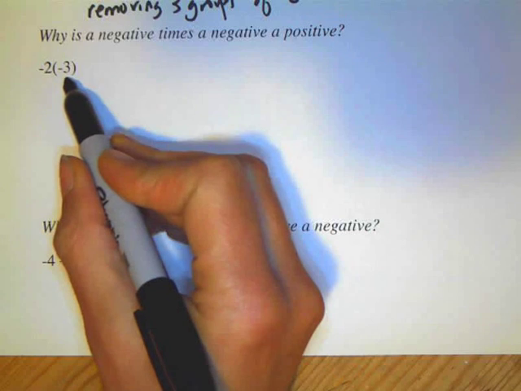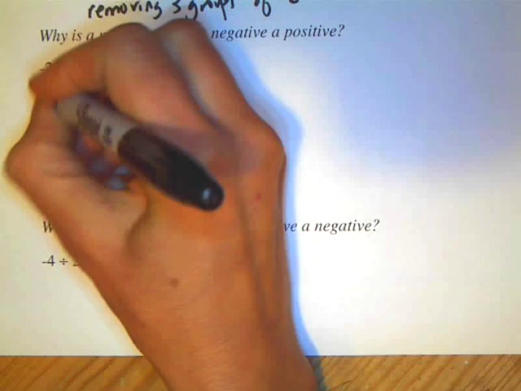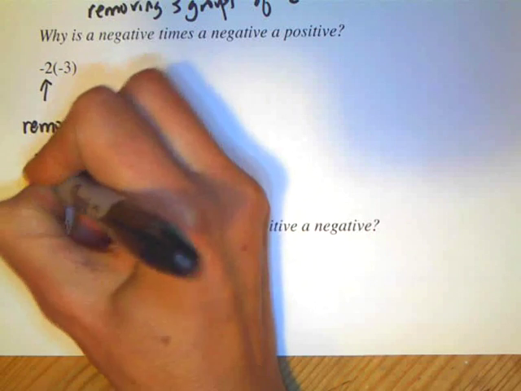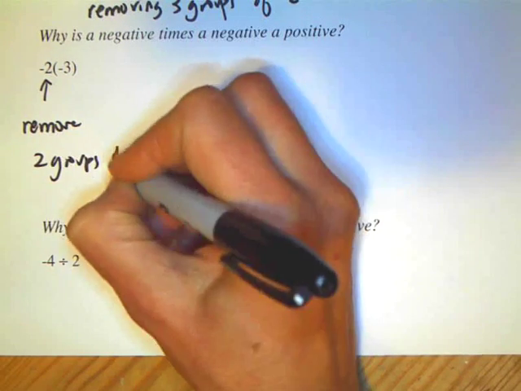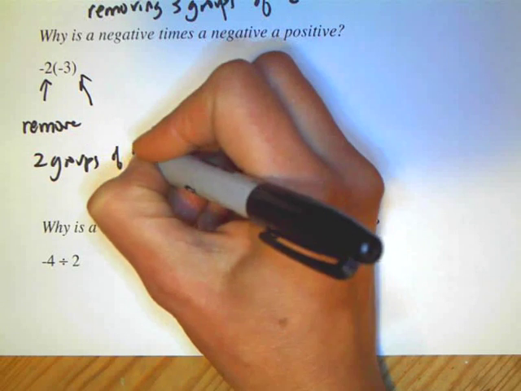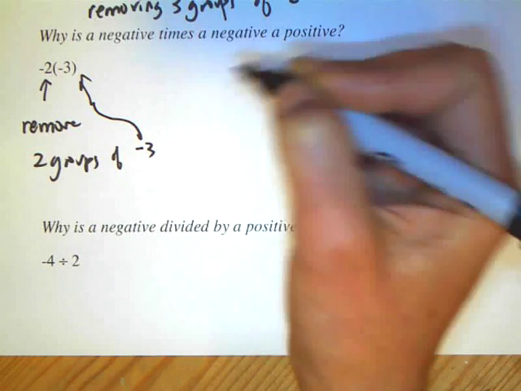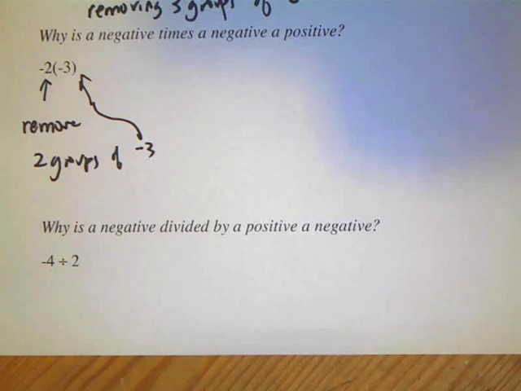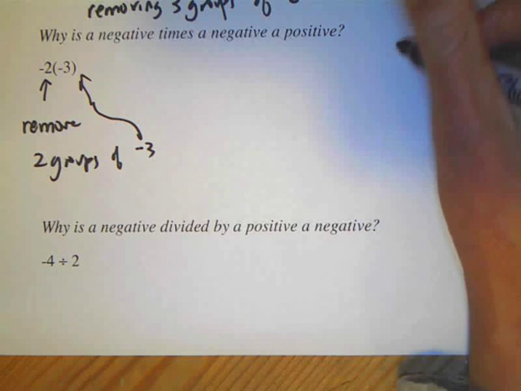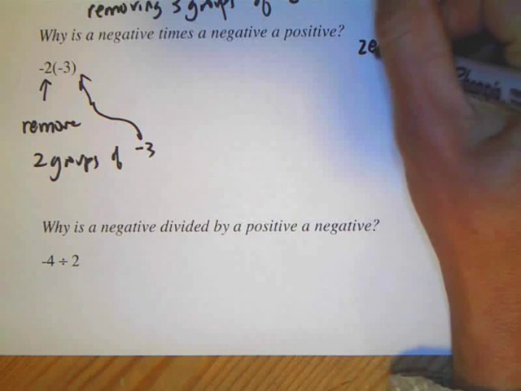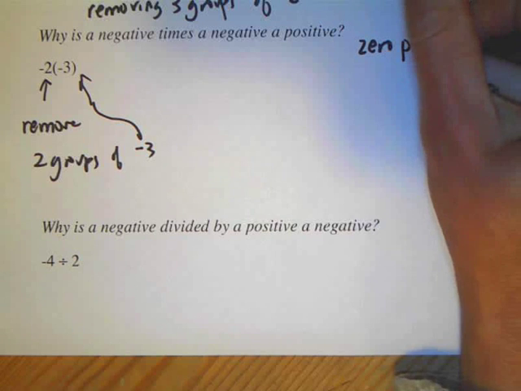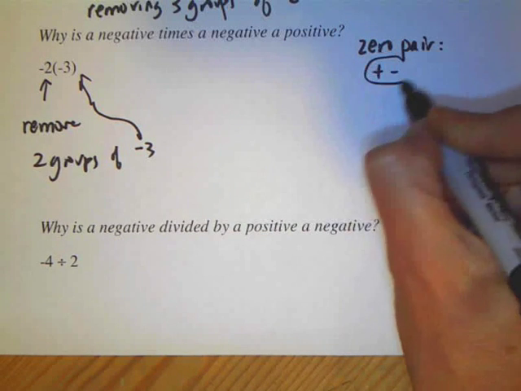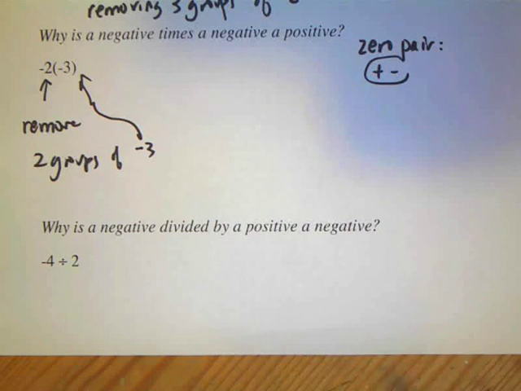Now, if I'm going to take away, so what does this mean? I'm going to remove two groups of -3. But I don't have anything here yet, so how can I take away anything? If I have nothing, remember that nothing is 0, and I have this concept of a 0 pair, a plus and a minus. So I'm going to add a whole bunch of 0 pairs, and I'm going to use that first.